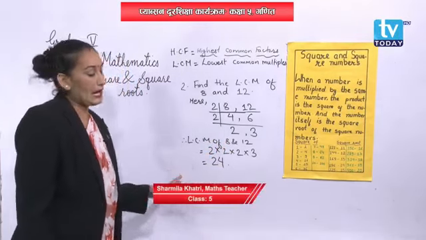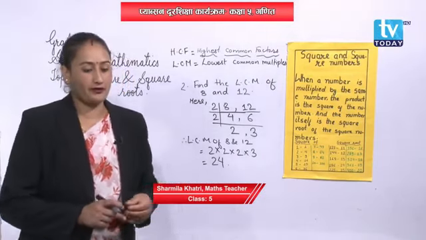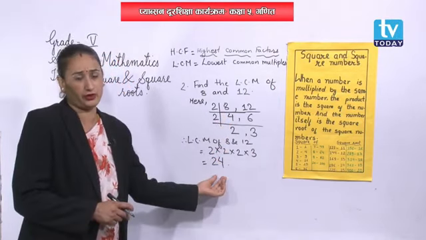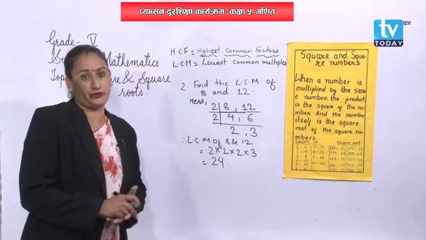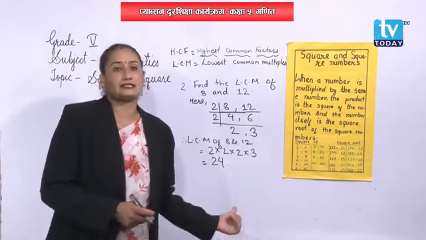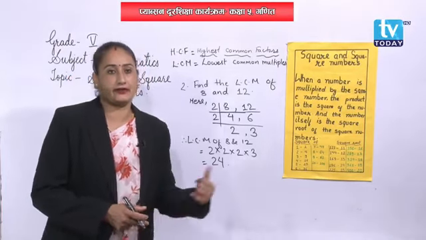Okay students, now the smallest number, the LCM of 8 and 12, is 24. Can we write it? The common multiple is 24. The common multiple of 8 and 12, we can say, is 24. Can we say and write it this way?